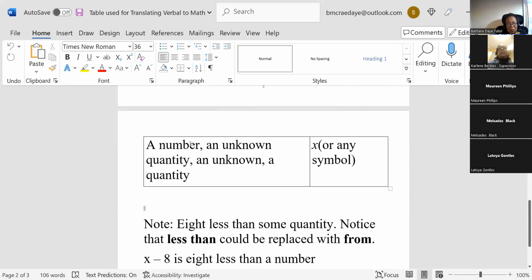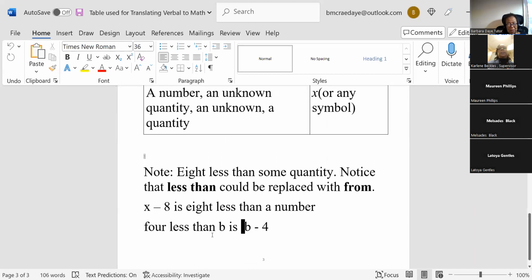That's what I'm trying to figure out. What is it? Right here. A number, an unknown quantity, a symbol. The number is x, or in a symbol, that means A to Z. But I gave you the variable. The variable here is b. I say 4 less than b.